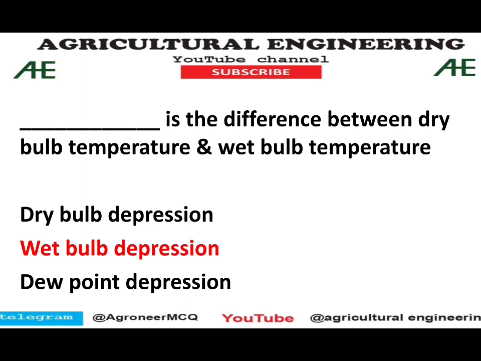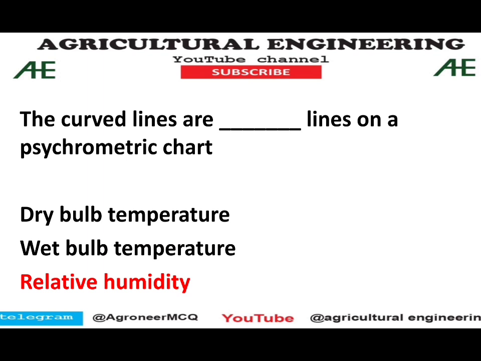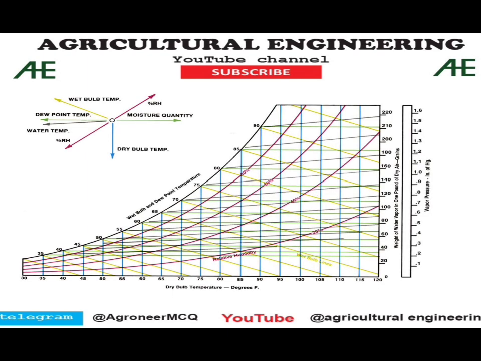Wet bulb depression is the difference between dry bulb temperature and wet bulb temperature. The curved lines are relative humidity lines on a psychrometric chart. Just go through this psychrometric chart and remember which line denotes what parameter, on which side dry bulb temperature is, at the bottom of the chart. Weight of water vapor in 1 pound of dry air is denoted on the right hand side. So please keep that in mind.